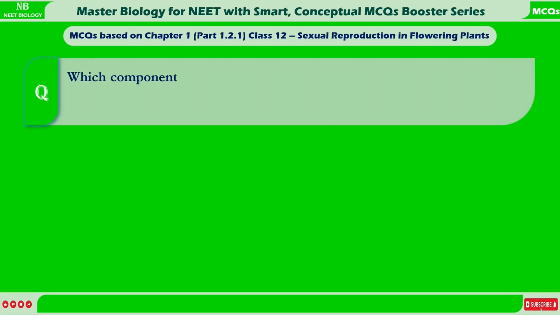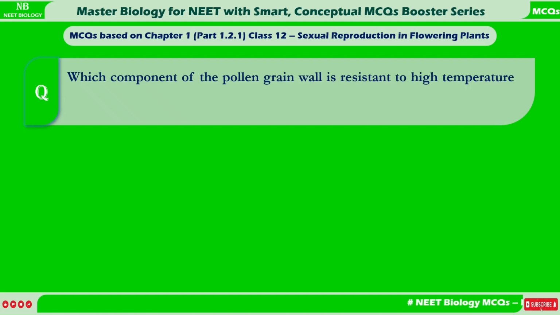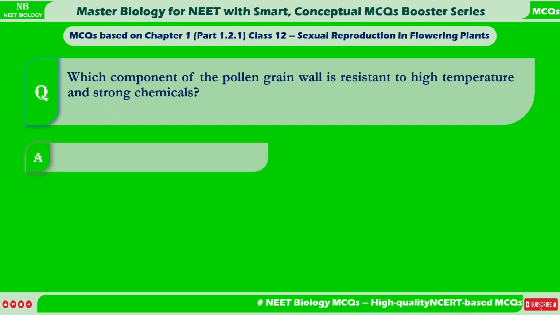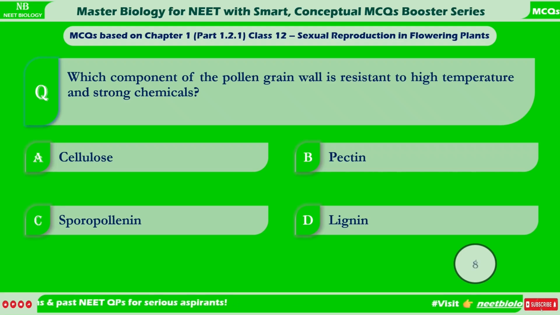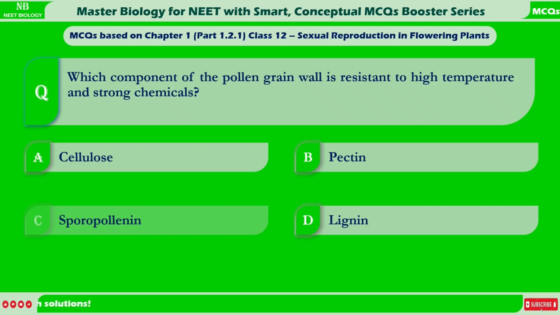Which component of the pollen grain wall is resistant to high temperature and strong chemicals? A. Cellulose. B. Pectin. C. Sporopollenin. D. Lignin. Correct answer is C. Sporopollenin.